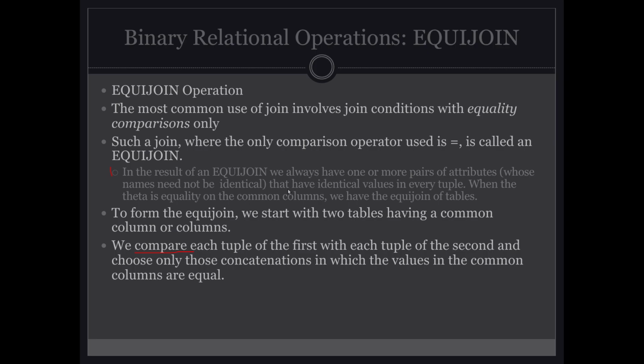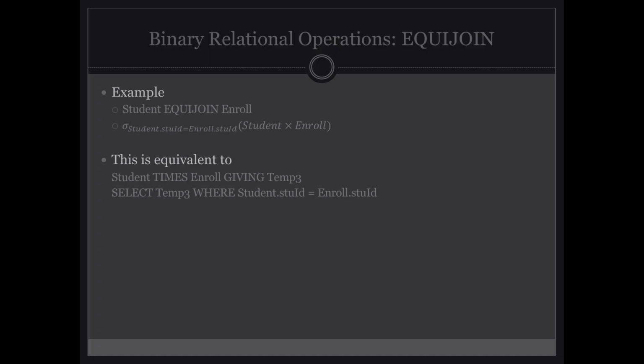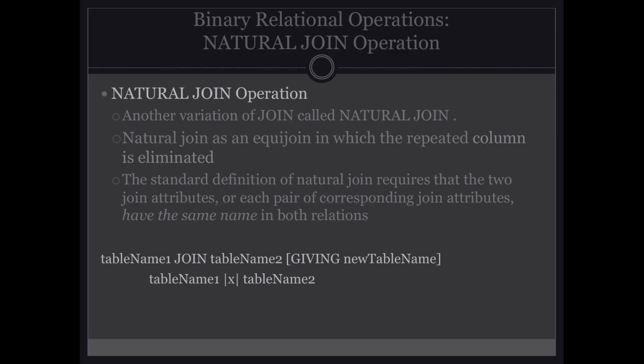Necessarily, the column has to be shared between the two tables, okay? Otherwise, it's not really defined, at least in this notation. But if you're going to be more verbose, then you can specify student.studentID equals enroll.studentID, okay? But when it comes to student equijoin enroll, it's kind of implied that you're assuming there already are columns that are shared between the two tables.